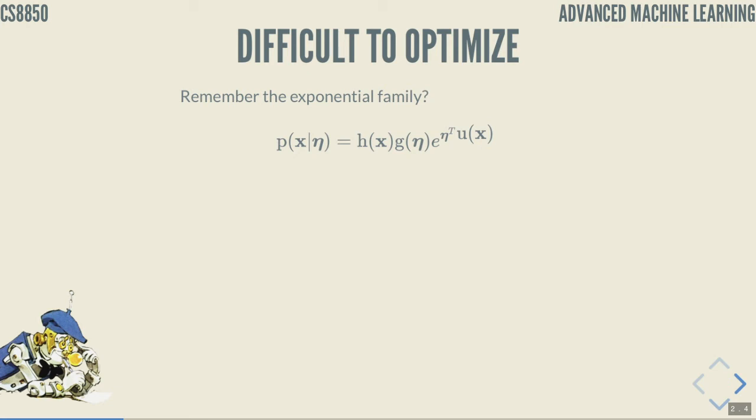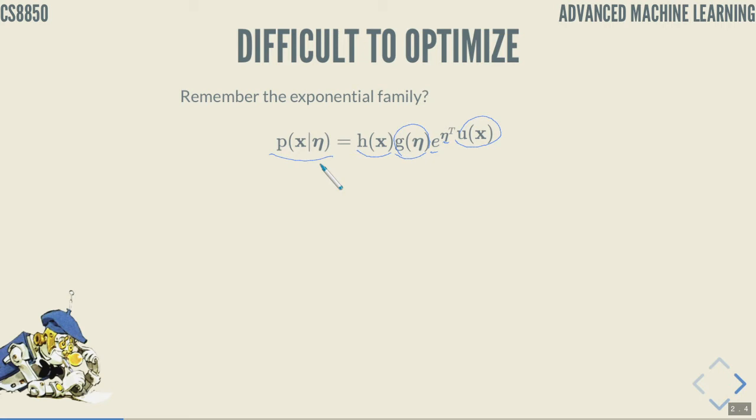So a probability distribution belongs to the exponential family if it can be cast in this form: you have some function of x, some function of eta, and e raised to the power eta transpose times some other function of x. And g of eta is the normalization factor, which guarantees that the probability distribution sums to 1.